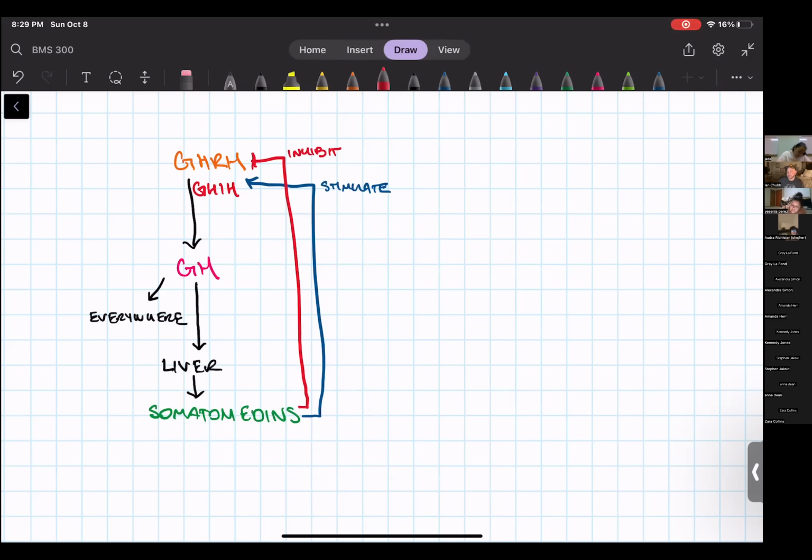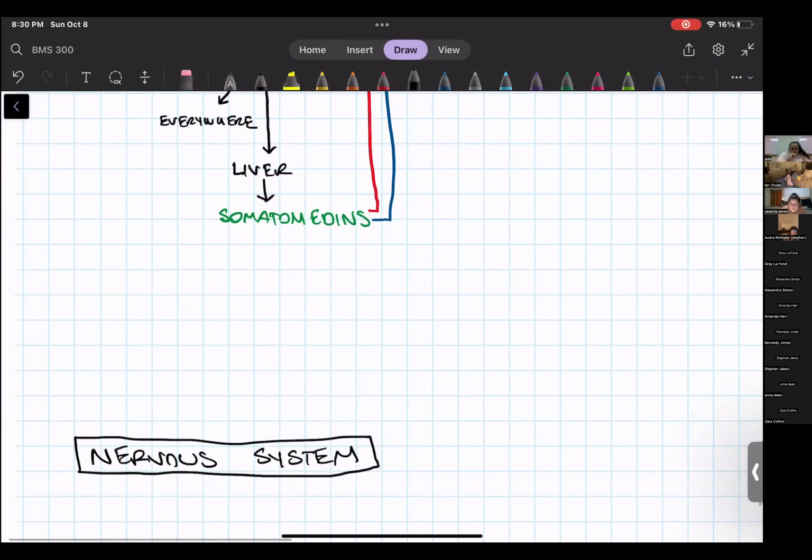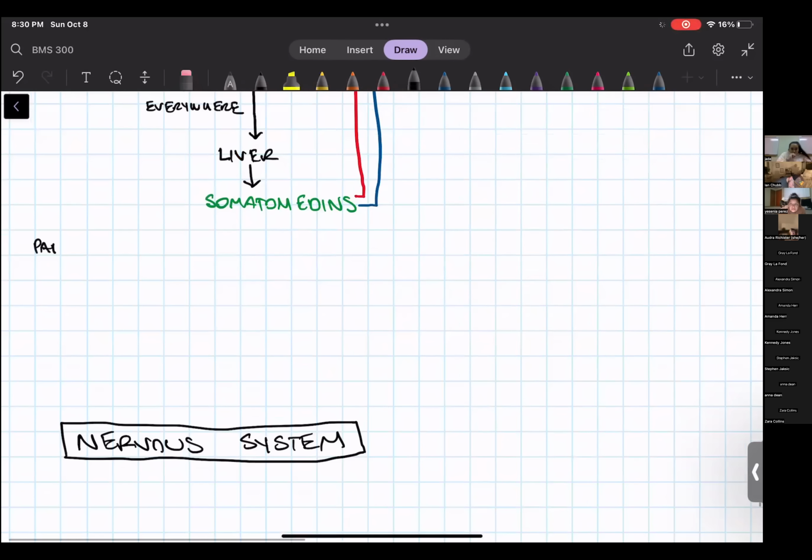So somatomedins are supposed to help if you have too much growth hormone going on. They're supposed to help stimulate the inhibitory hormone, so we stop making it, and it actually inhibits the releasing hormone. So it plays both roles there. But what are the two big ones for this guy? Gigantism and acromegaly. Well, which one is a deficiency?